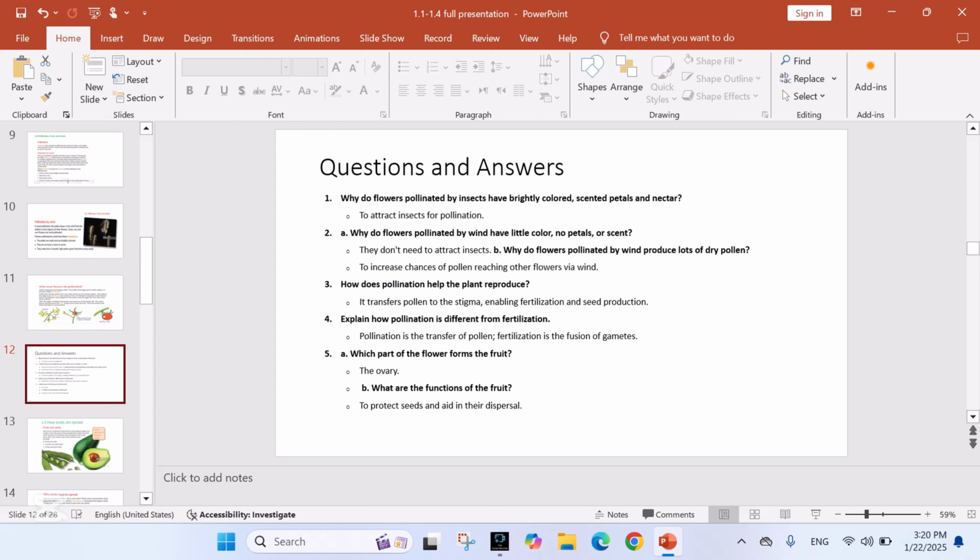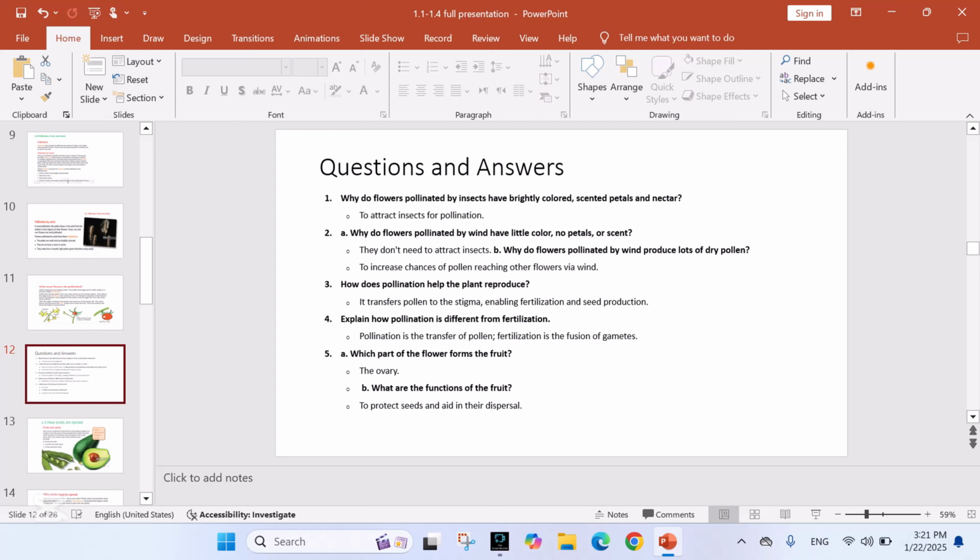Question answers. Number 1. Why do flowers pollinated by insects have brightly colored, scented petals and nectar? Answer: to attract insects for pollination. Number 2. Why do flowers pollinated by wind have little color, no petals or scent? Answer: they don't need to attract insects.